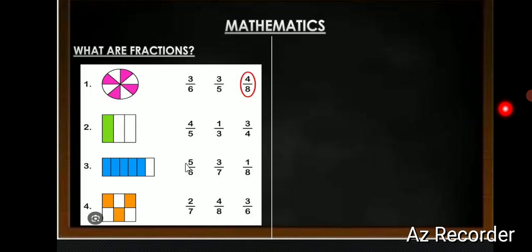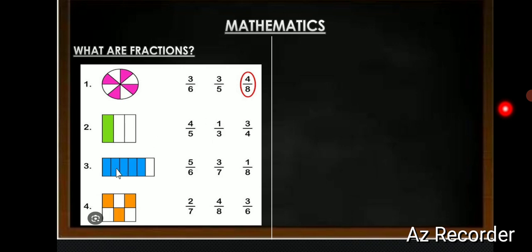Taking a look at this pictorial example here, the first one has been done for you. You have 3 options and you are supposed to pick out which fraction correctly describes the pictorial example you are seeing. As we can see in this case, there are 4 shaded pies out of a total of 8. Hence, the correct option here is 4/8. In this second option, you can see that there is 1 shaded portion out of a total of 3. Hence, the correct option here is 1/3.